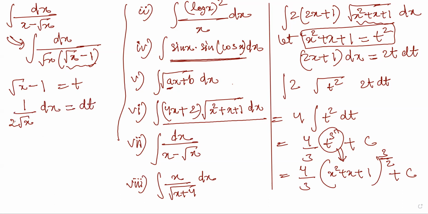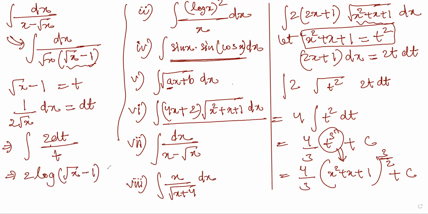So take 2 on the right hand side. The integration will become 2dt by t, which is nothing but 2 log t, which is 2 log of root x minus 1 plus c. So the correct substitution was root x minus 1. And how did we get that? We have to take root x common first. Then we reach the part where we start understanding how the substitution is done.